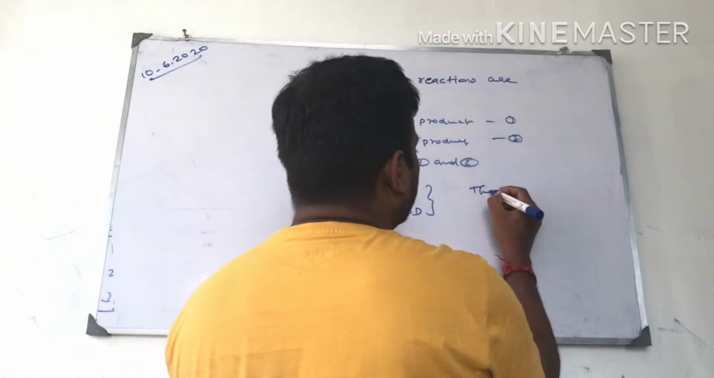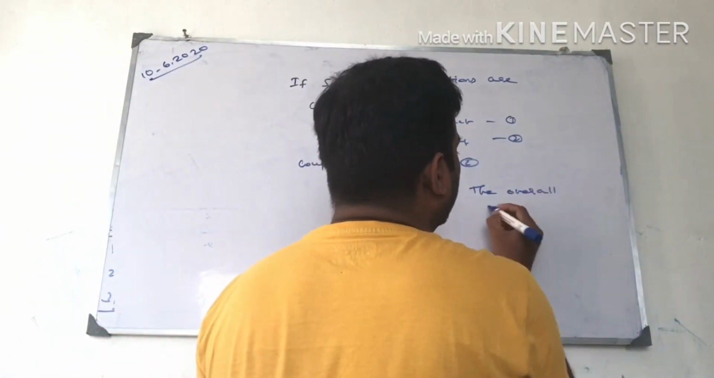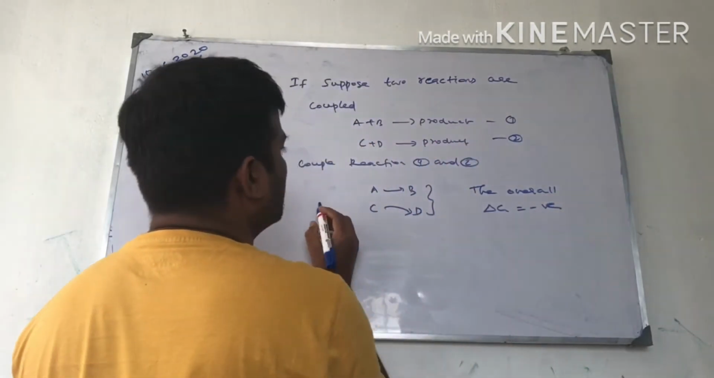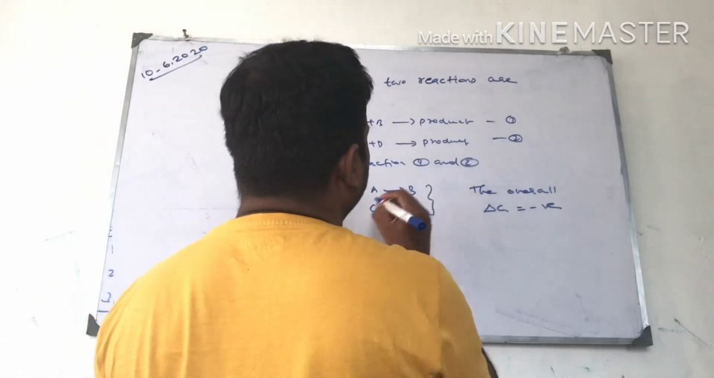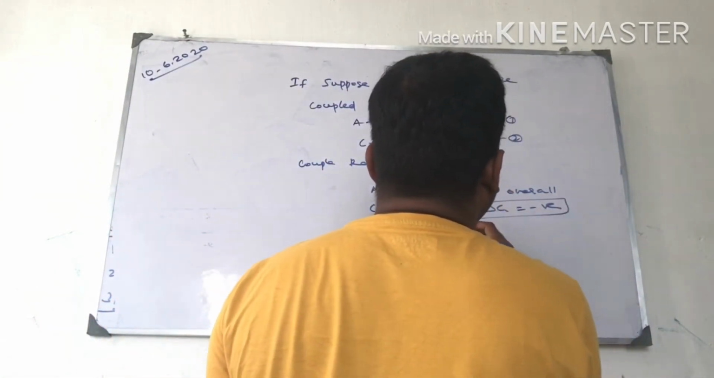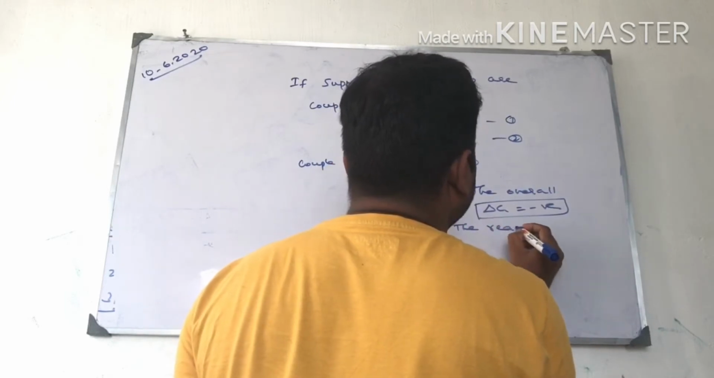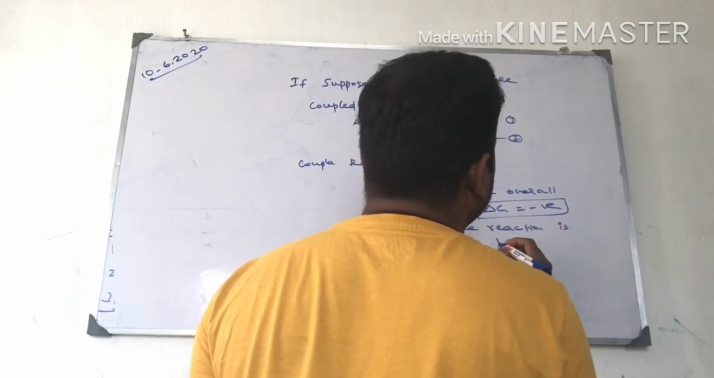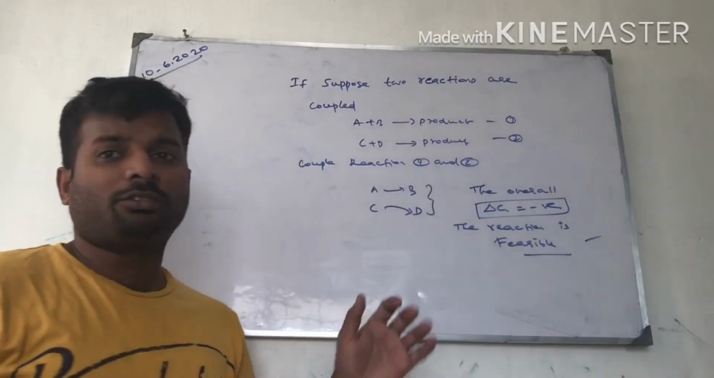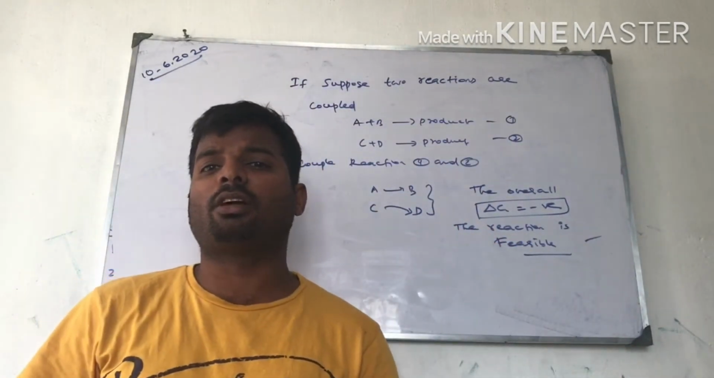If the overall delta G value, the sum of the first reaction and second reaction, is negative, then the reaction is spontaneous and feasible. This is the condition, and it is very useful.